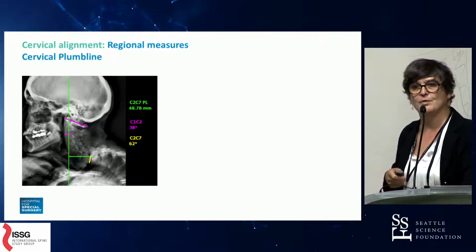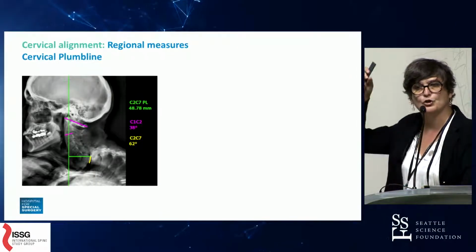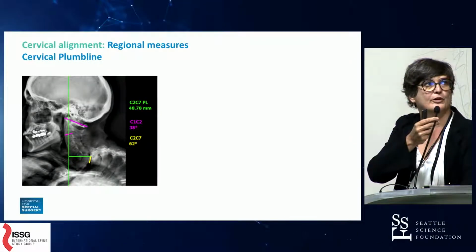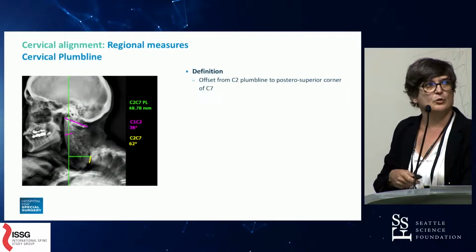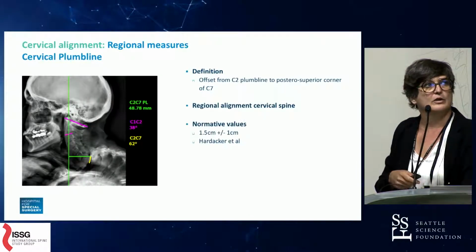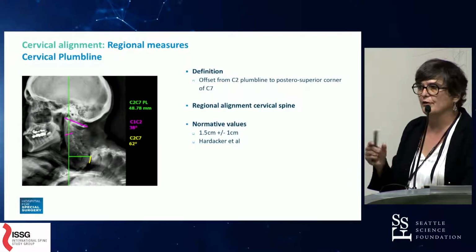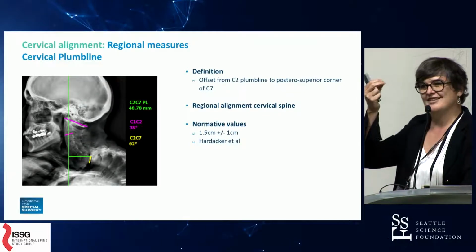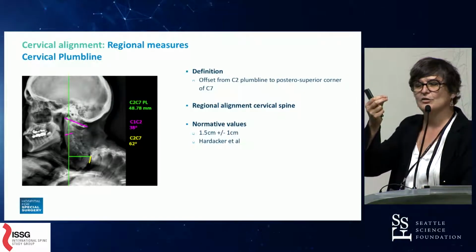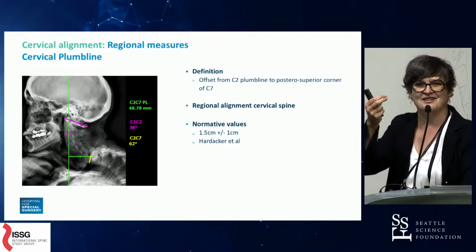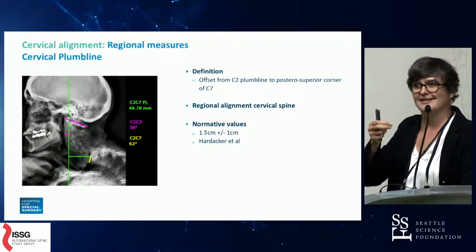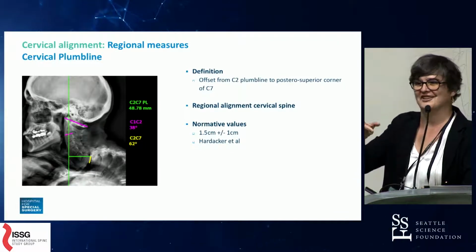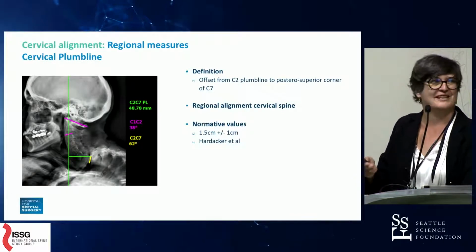The second parameter is the cervical plumb line. You drop a plumb line from C2, and you look at the offset between this plumb line and the posterior superior corner of C7. What do we know about this parameter? The normative value is about 1.5 centimeters, which is about the size of a vertebra. What is nice with anything that has to do with a plumb line is that you don't need to measure it; you can just look at it. Is it over the vertebra? I like to talk in terms of units of vertebra, like it's 3 vertebrae in front, and 3 vertebrae in front is pretty bad.